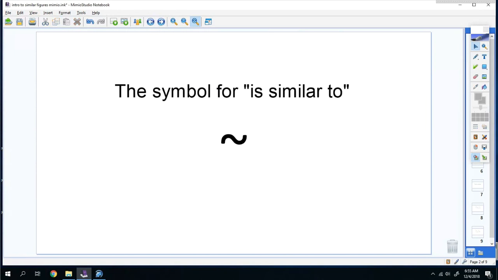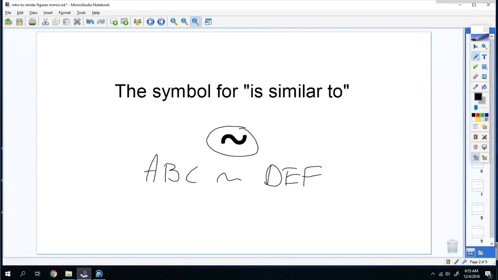Before we do that, you'll see the symbol on the screen, and this means that it is similar to. So it would be like ABC is similar to DEF. I call this a squiggly line, but that's not the proper name. The proper name is called a tilde. I just call it squiggly. And again, you don't need to know the name, you just need to understand what it means.